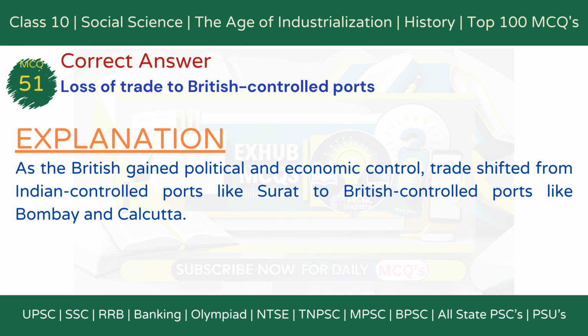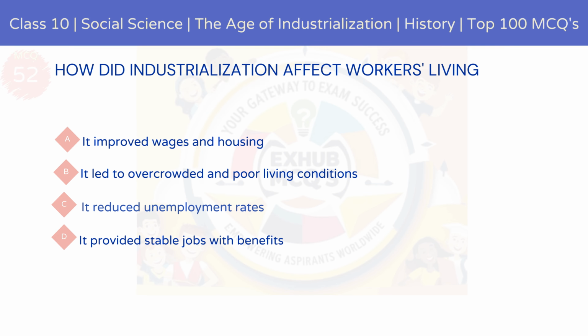The correct answer is option B. Loss of trade to British-controlled ports. Explanation. As the British gained political and economic control, trade shifted from Indian-controlled ports like Surat to British-controlled ports like Bombay and Calcutta.